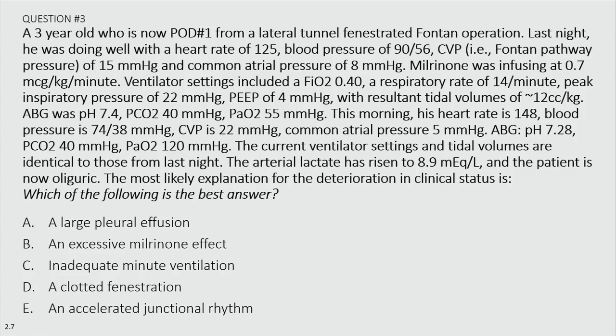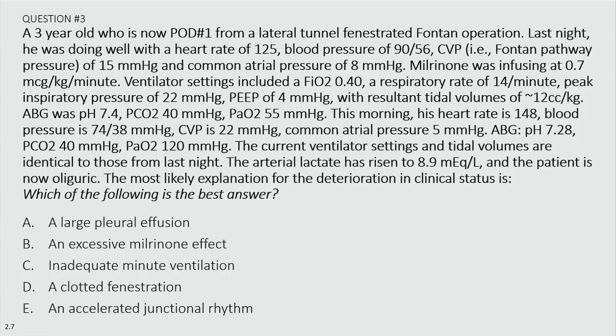Number 3. So a 3-year-old who's now postoperative day 1 from a lateral tunnel fenestrated Fontan operation. Last night when you left, this is how it's always the case, he was doing great. His heart rate was 125, blood pressure 90/56. The CVP in the Fontan pathway was 15, and your common atrial or left atrial pressure was 8. He was on some milrinone just because, even though, as I told you earlier, the data shows it doesn't do very much in this situation.